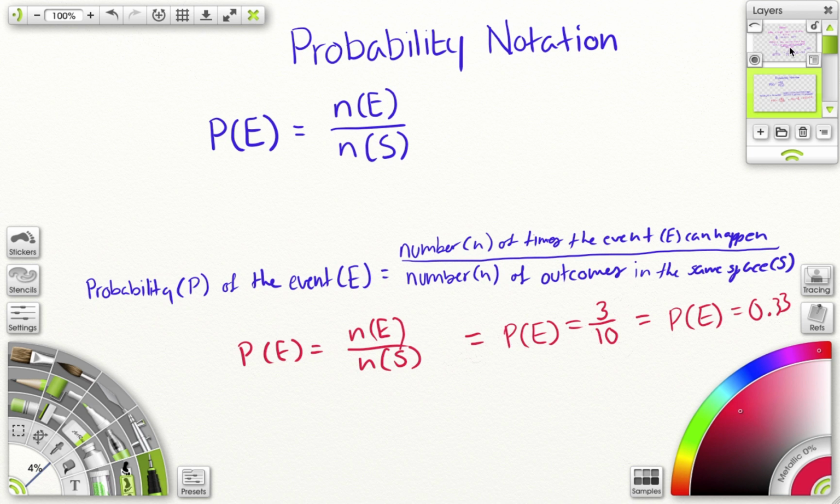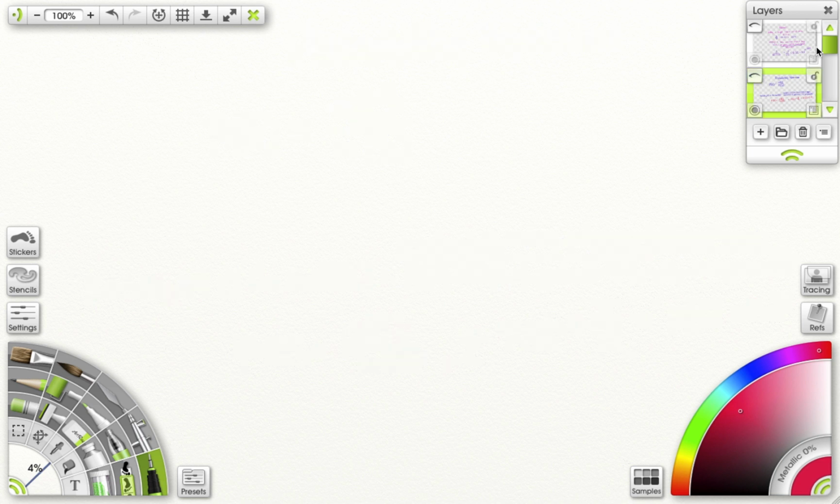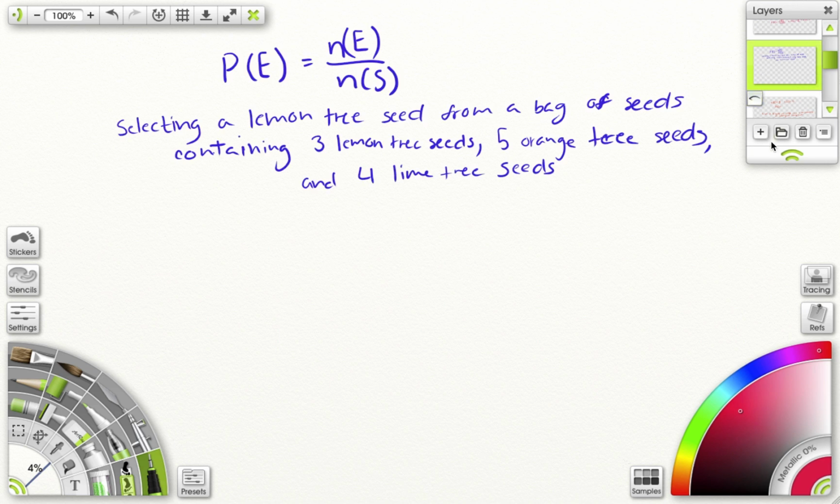So again, like I said, the formula looks way more complicated than it actually is. In reality, it's really simple. So we're going to practice it now with this problem right here. Selecting a lemon tree seed from a bag of seeds containing 3 lemon tree seeds, 5 orange tree seeds, and 4 lime tree seeds. So we're going to use our formula.